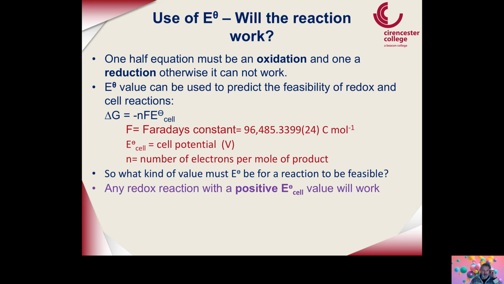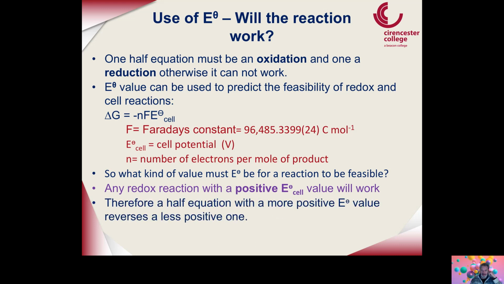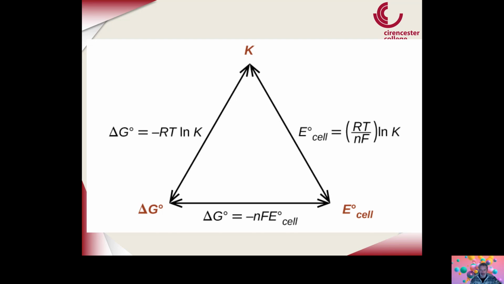What kind of value must E be for it to be feasible? Any redox reaction with a positive E cell value will work. Therefore, a half equation with a more positive E value reverses a less positive one. And so we need to have a decent difference.